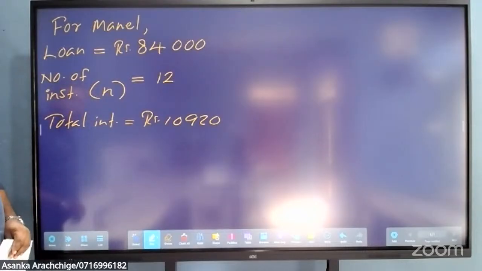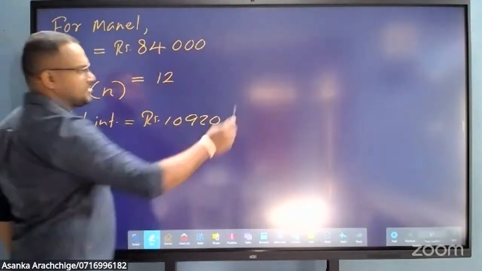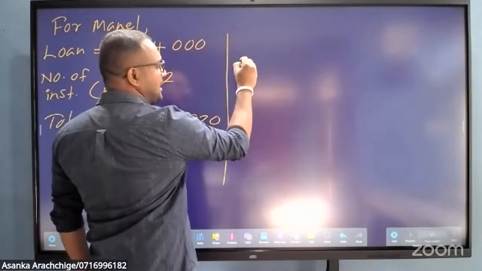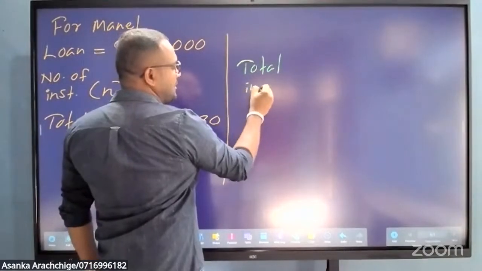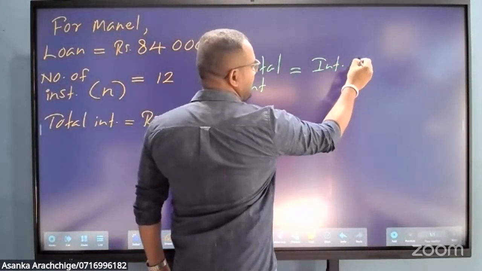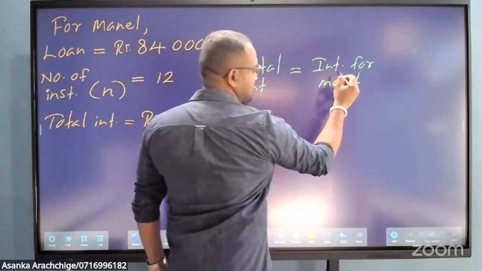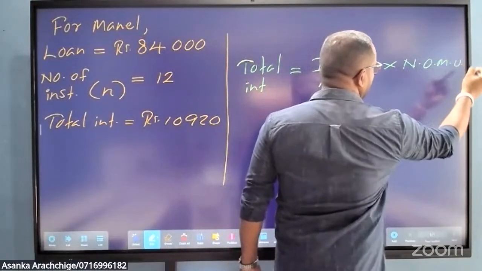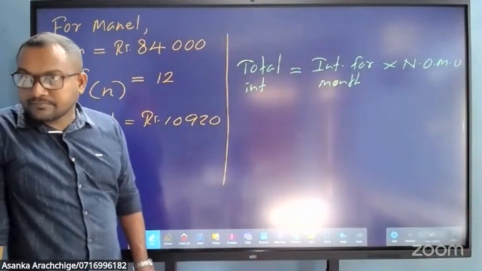Now, by using the method of calculating the interest upon reducing loan balance, we can find the annual rate of interest. This is the most important formula in this part. Total interest is equal to interest for a month times number of month units. Do you remember this formula?